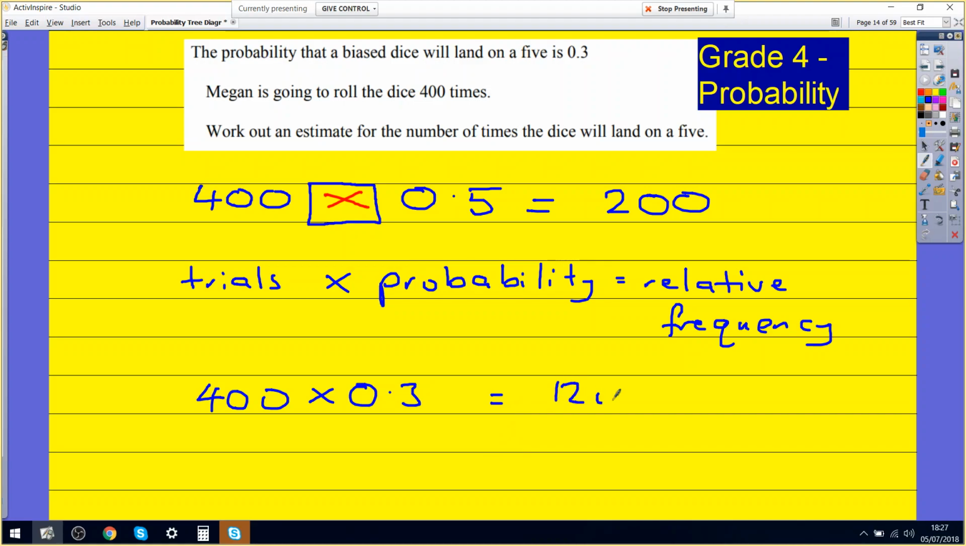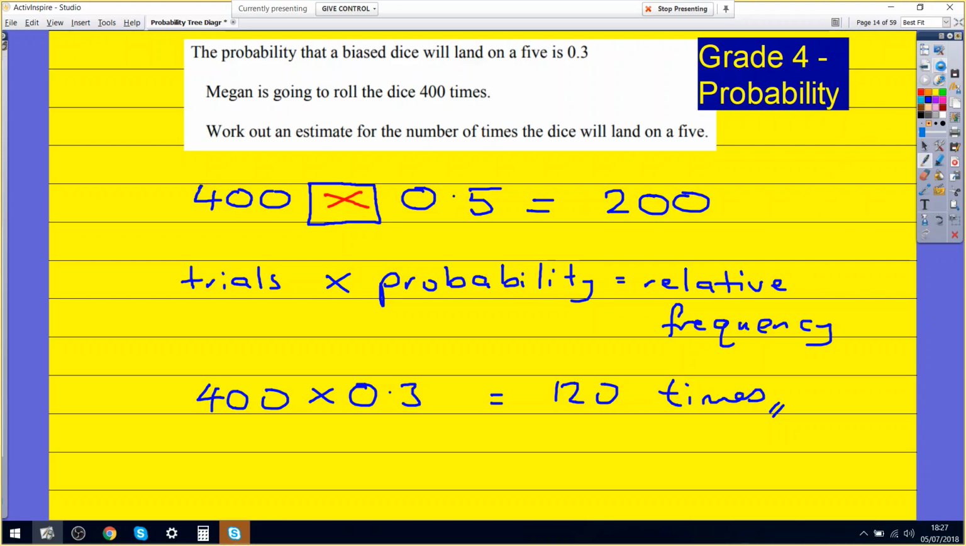What's the answer? 120. That's it. And so 0.3 is the same as 3/10. So 3 out of every 10. So 1/10 would be 40, 3/10, 120. And so if the probability is 0.3, out of 400 it's 120. Any questions there? No. Okay. And trials times probability equals relative frequency.